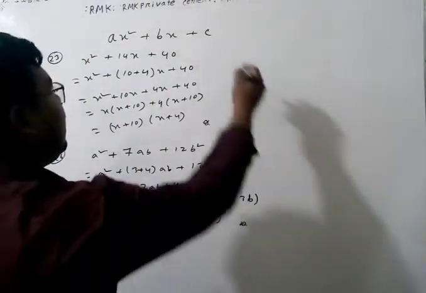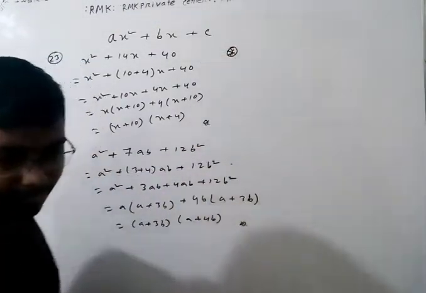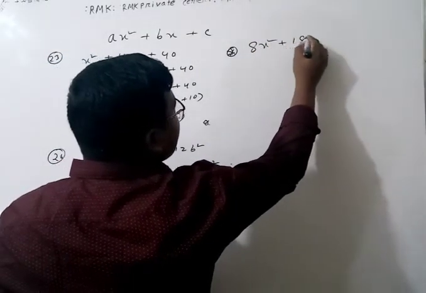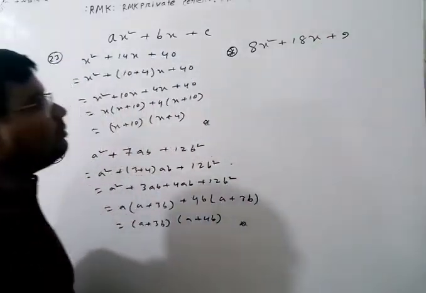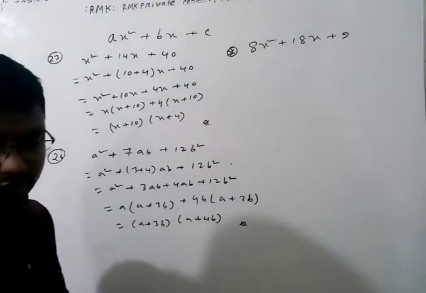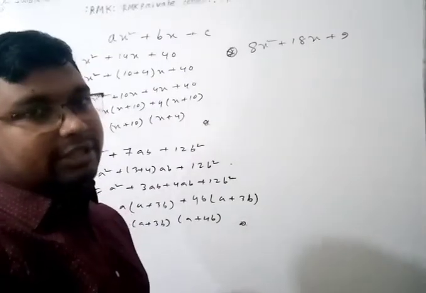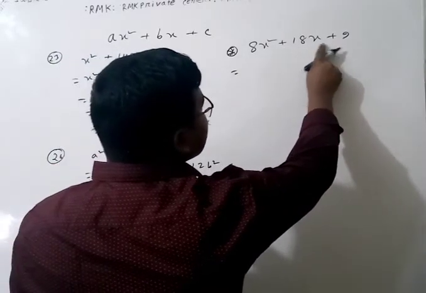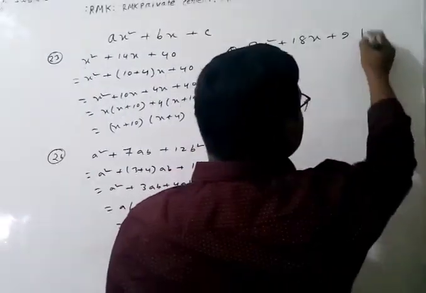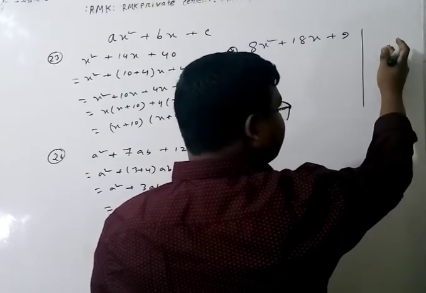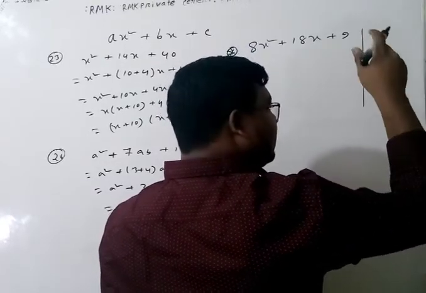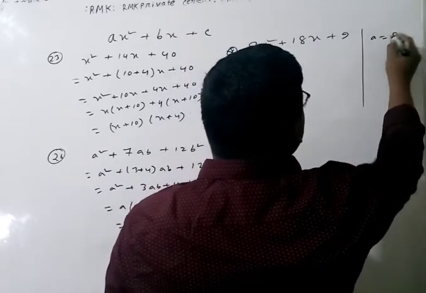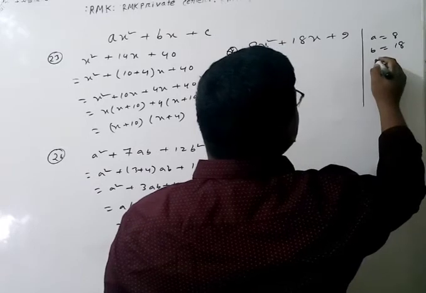Okay, my dear students. Now everyone solve with me: 8x square plus 18x plus 9. Look at me, my dear students. This is your resolve into factors activity 1. Okay, 8x square plus 18x plus 9. Here in the same way you just write this. There is no need to write this, but this must happen in your head. Understand? Here a is 8, b is 18, c is 9.